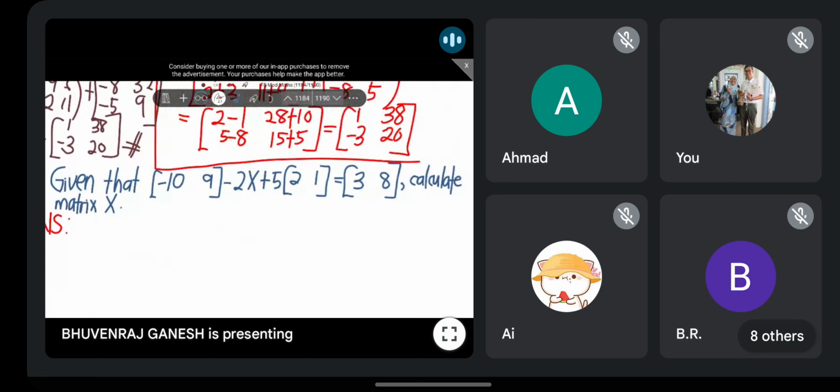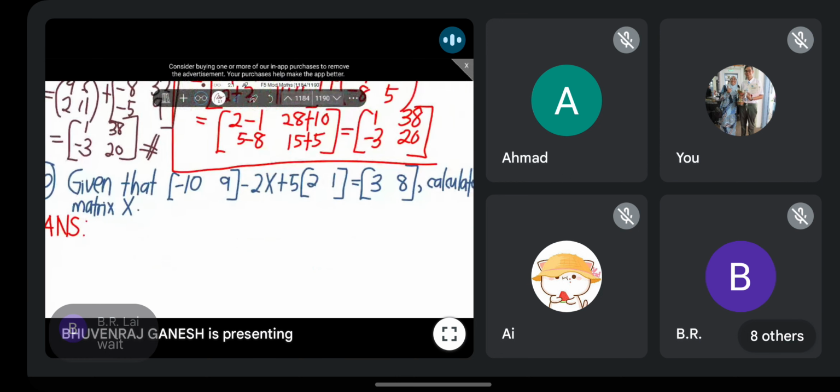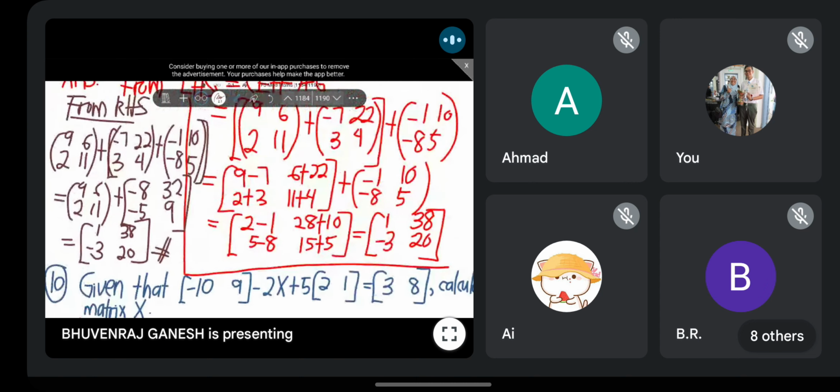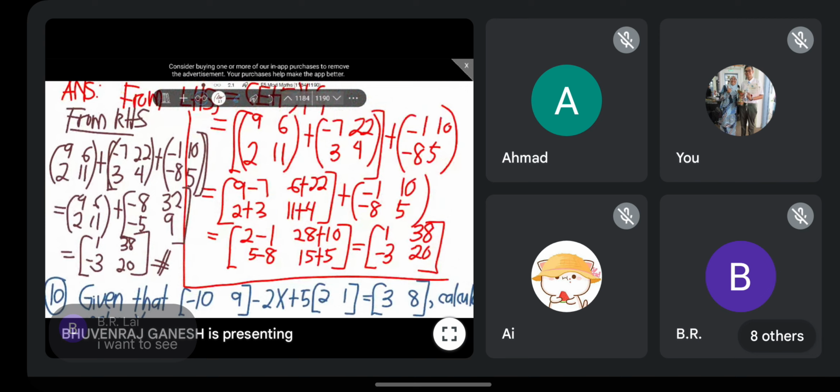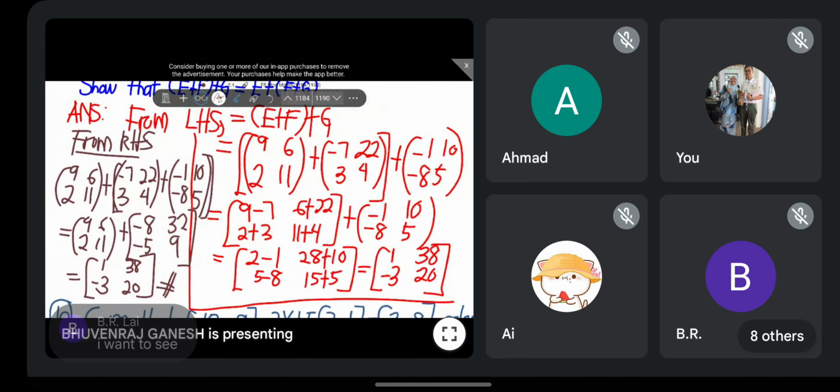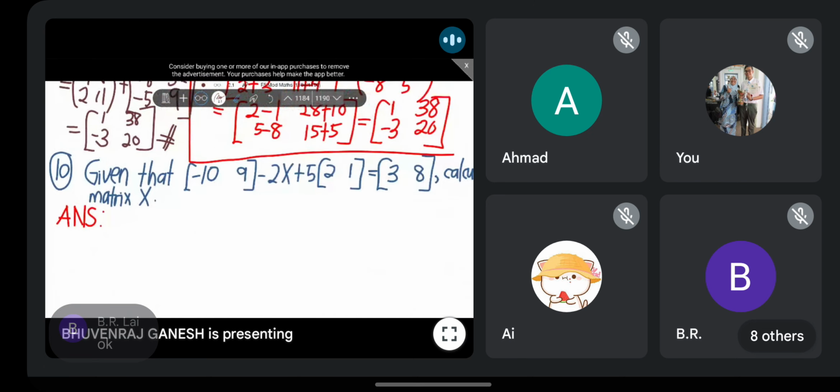Okay. So next one, number 10. Okay, still in the revision part. Okay, so yes, you want a copy, is it, Warren? Oh, okay. Okay, okay. So next one.